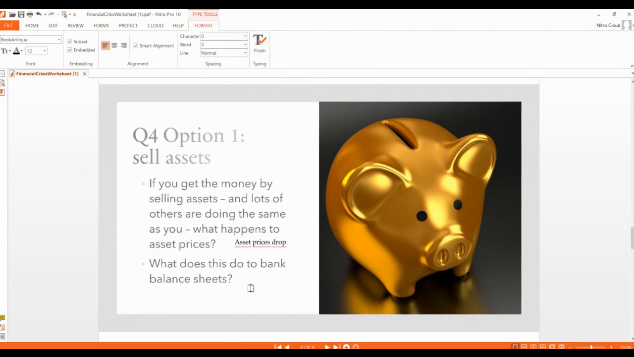And if asset prices drop, what does that do to the balance sheet of the bank? Well, remember, this whole problem started because some of its assets, some of its securities, lost value. Now there's this additional factor pushing securities to lose value: the fact that everyone is selling off assets to try and raise funds. And of course, what that does is it lowers bank capital even further. So we've entered this downward spiral of deteriorating balance sheets.